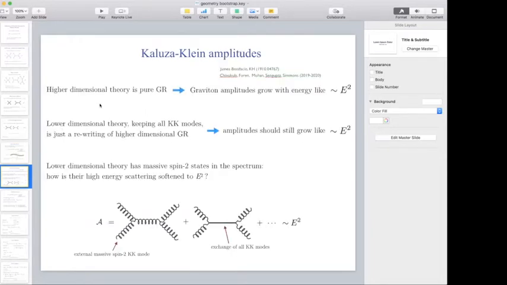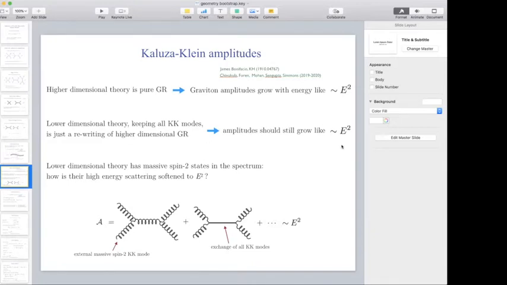So if we consider amplitudes in this lower dimensional theory, we know that the higher dimensional theory is just pure general relativity. And we know that graviton amplitudes in general relativity only grow like energy squared. They behave much better than the massive gravity amplitudes. So we know that if we take the lower dimensional Kaluza-Klein theory, if we keep all the Kaluza-Klein modes, keep the entire tower, this should be just a rewriting of the higher dimensional gravity theory. And so the amplitudes should behave the same way.